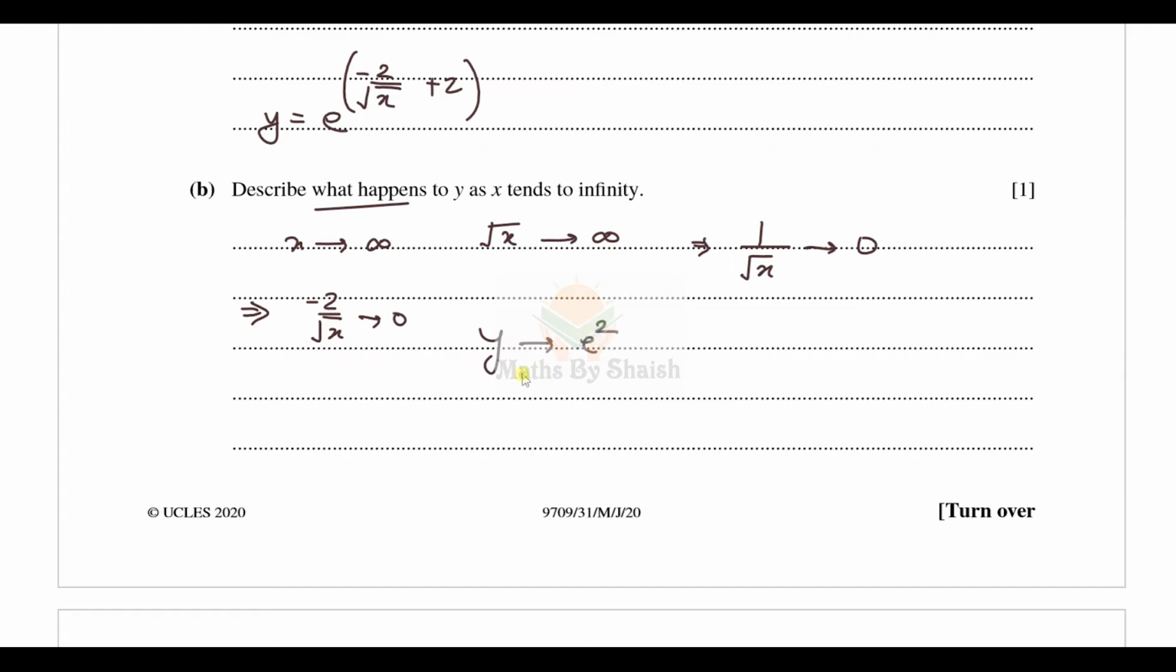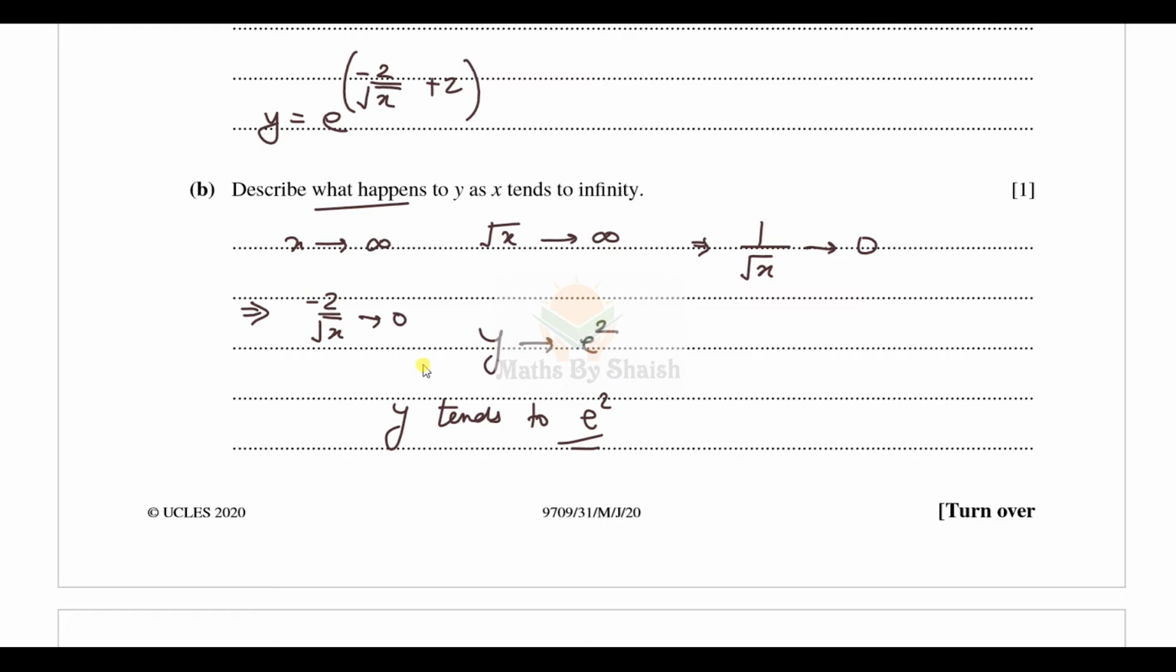So y tends to e raised to the power 2. I hope it is clear. It was of 1 mark, so you could have written directly by including this thing, that x tends to infinity, minus 2 over root x tends to 0. I hope it is clear. Let's do the next part, next questions actually.